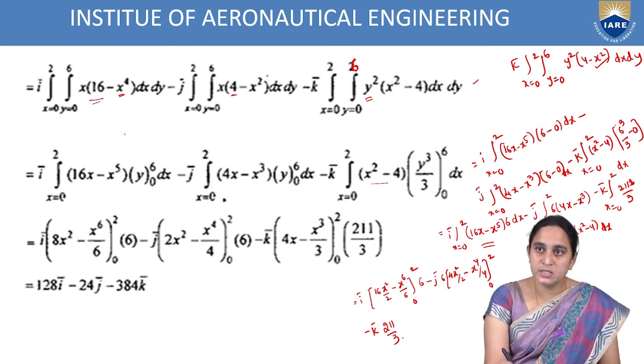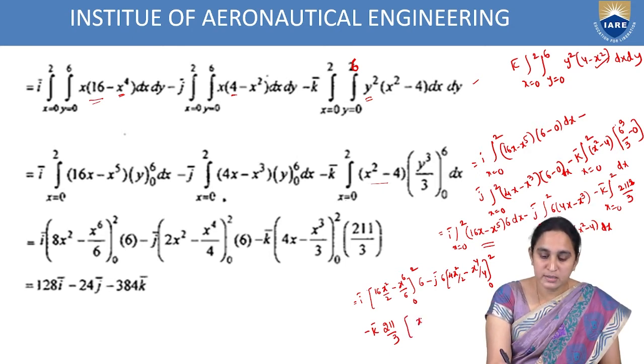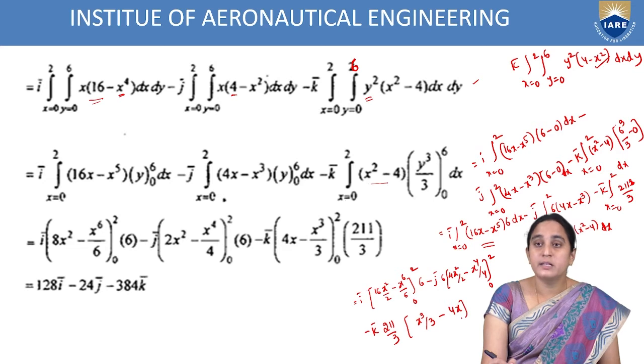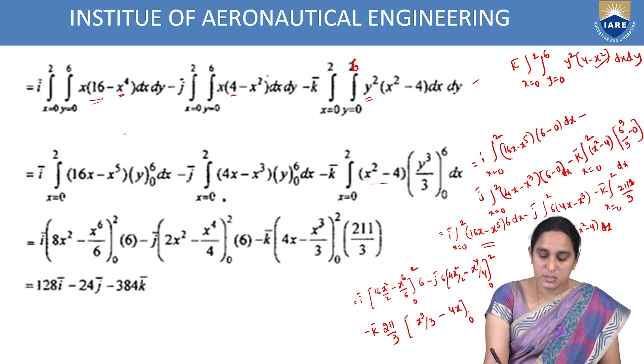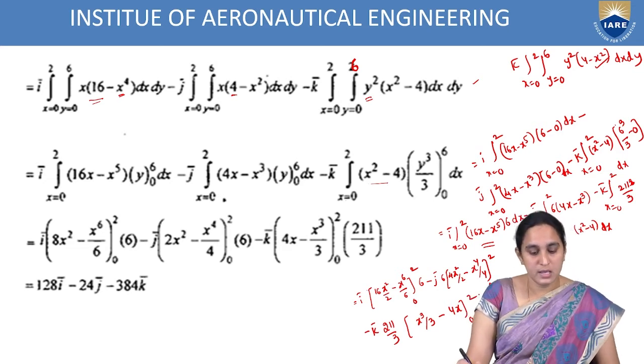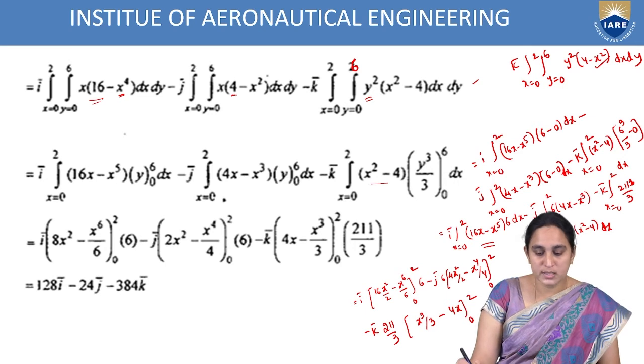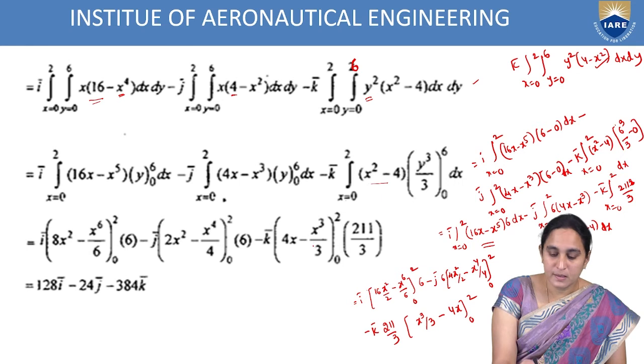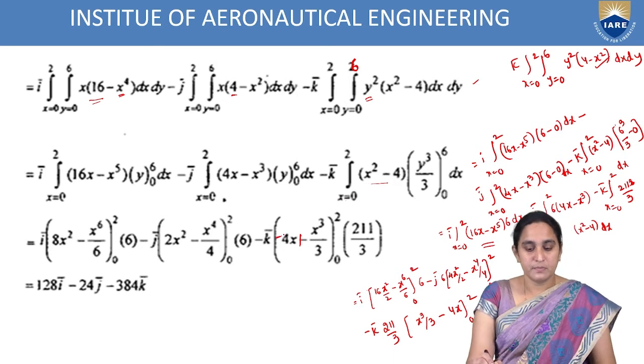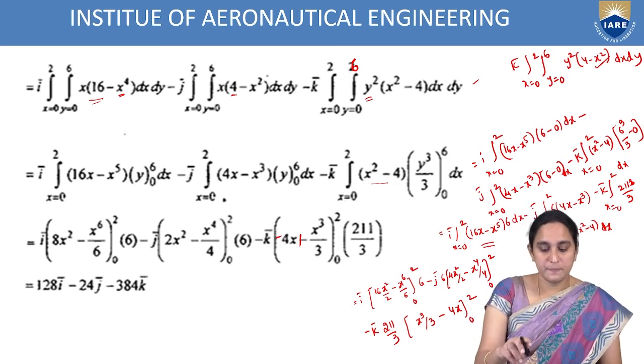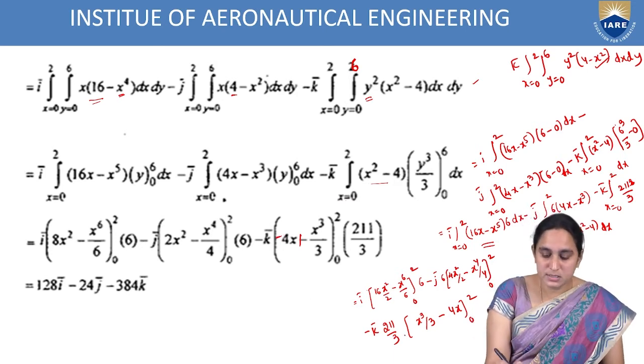That integration is here x cube by 3 minus 4x, and the limit points here are 0 to 2. Here the limit points, x square as x cube by 3 minus 4x. Here minus x cube by 3 plus x cube by 3 minus 4x. Okay, now after this is the step.